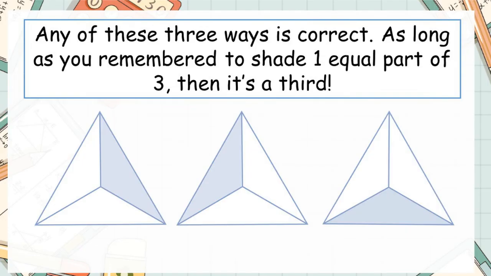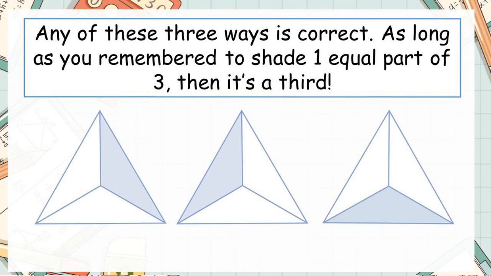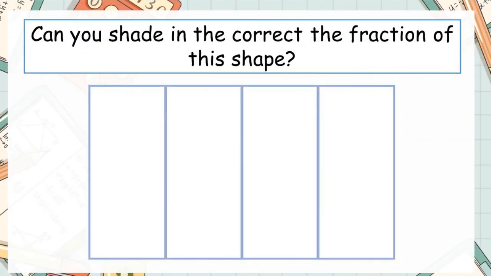Well, any of these 3 ways is correct. As long as you remember to shade 1 equal part out of 3, well then it's a third. Doesn't matter which one you shaded. Next one. Can you shade 1/4 of this shape? Pause the video and draw your answer.